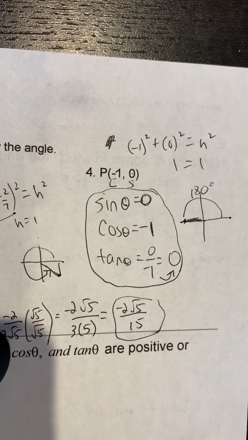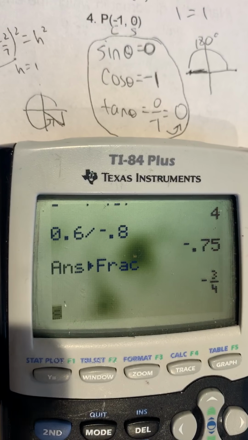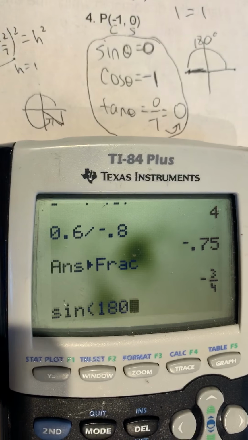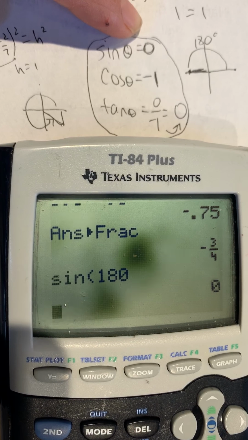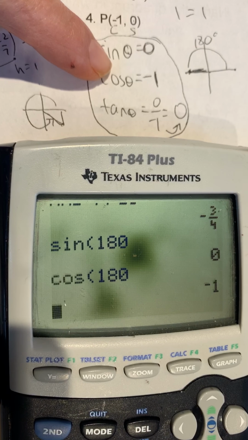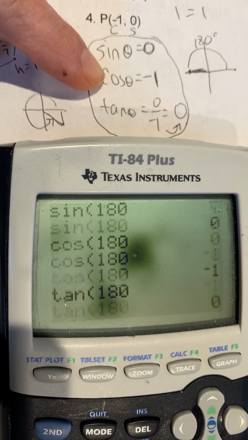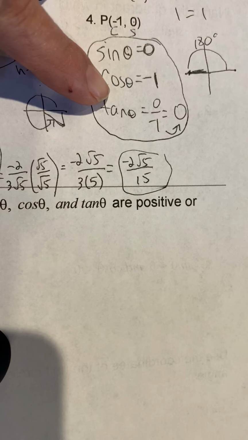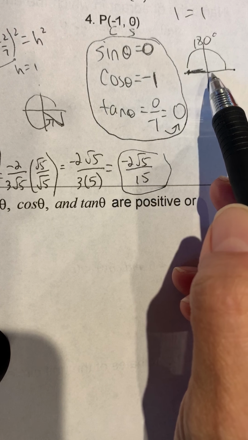If you go on your calculator and type in sine of 180, I know it will be 0. And if I do cosine of 180, I know that's going to be negative 1. And if I go tan of 180, that's going to be 0. Now, I could have just had you put that in your calculator, but we're trying to get you to make a connection. Okay.